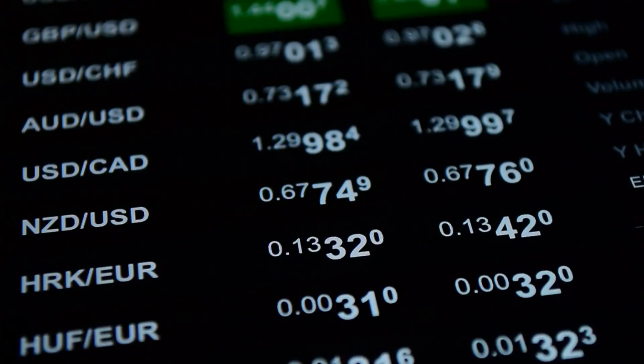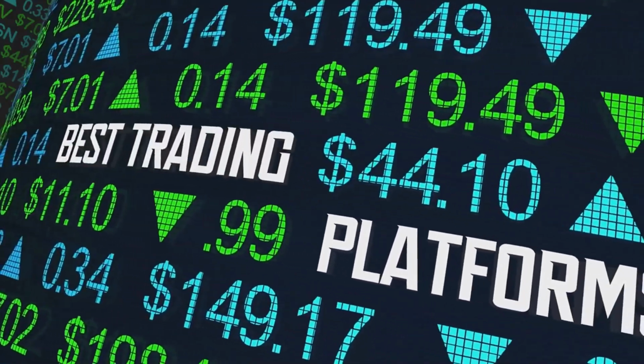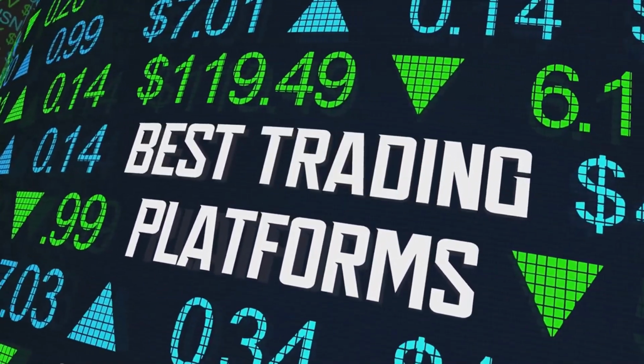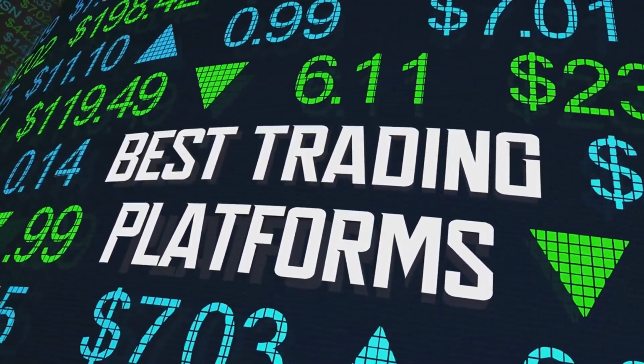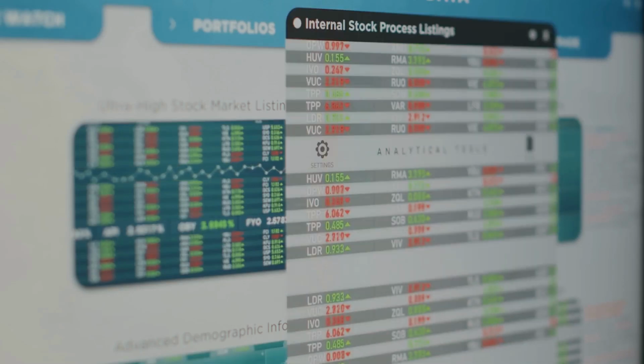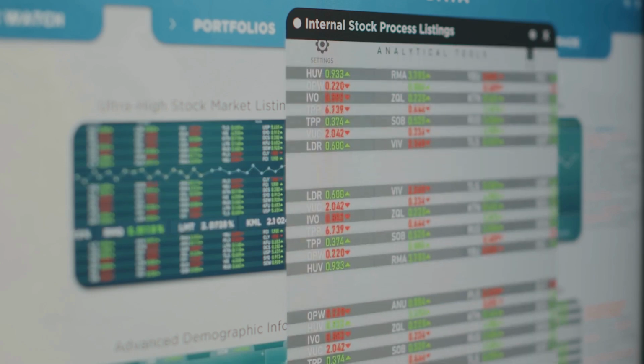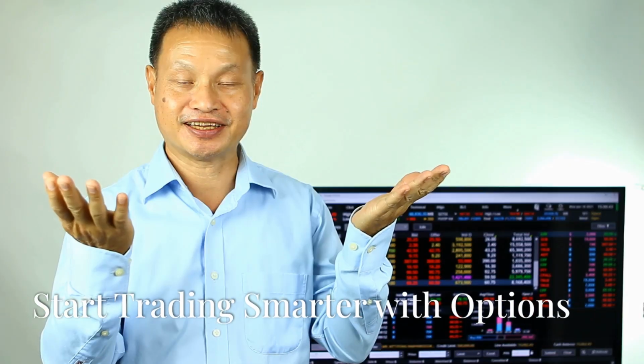You'll also want to pay attention to the bid and ask prices. The difference between these two prices is called the spread, and it's essentially the cost of trading that particular option contract. Finally, you'll see something called the implied volatility, which is a measure of how much the market expects the price of the underlying asset to move between now and the option's expiration date.